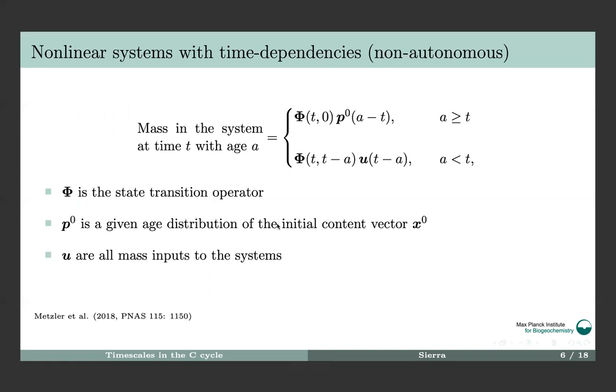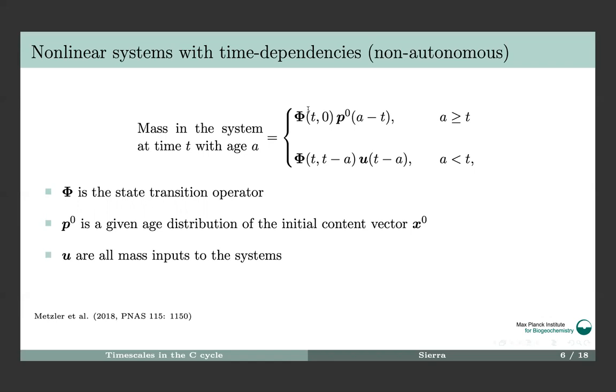For systems that are not at equilibrium and for non-autonomous systems, we have a different strategy. We can always compute age distributions as mass in the system at some time with certain age, using this double approach. On the one hand, we have to look at an initial age distribution. That would be the initial distribution of ages at time 0 that we're going to explore, and we're going to move over time using this concept of the state transition operator.